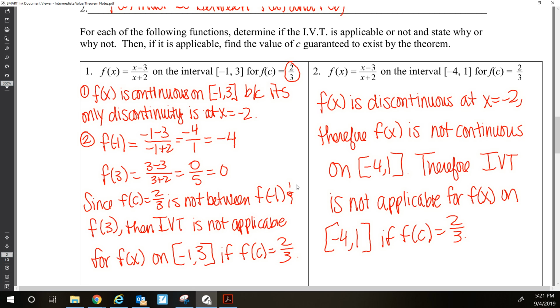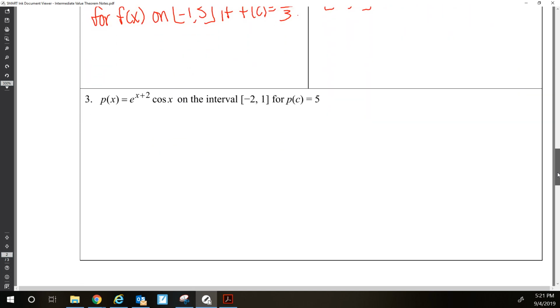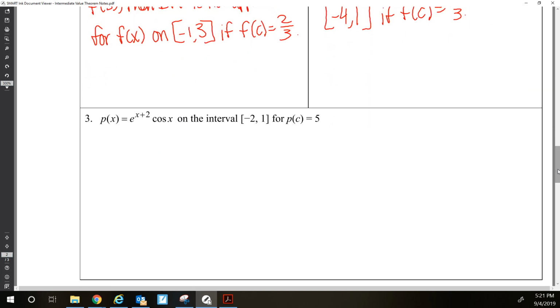Excellent. All right. I'm going to do one more. This one is great because it's got lots of stuff going on and it kind of freaks us out. What's our first thing we have to look for? Are we continuous on -2, 1? And when we look at this graph, I at least started freaking out.